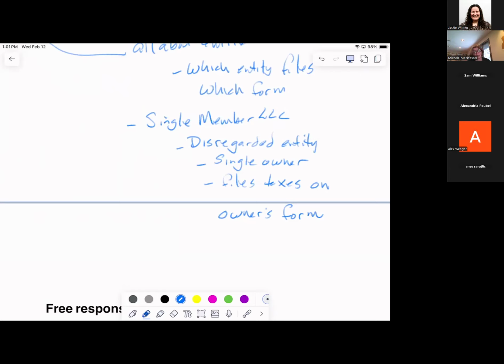If, however, you have a single member LLC that's owned by a C corporation, then all of that income flows through and is reported on the C corporation's Form 1120. So remember some of the interesting things about those different entities. Remember which entity gives us the most flexibility? The entity that gives us the most flexibility is a sole proprietorship.